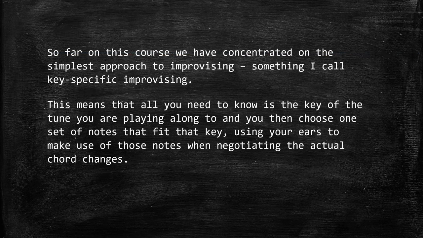So far on this course, we've concentrated on the simplest approach to improvising, something I call key-specific improvising. This means that all you need to know is the key of the tune you're playing along to, and you then choose one set of notes that fit that key, using your ears to make use of those notes when negotiating the actual chord changes.